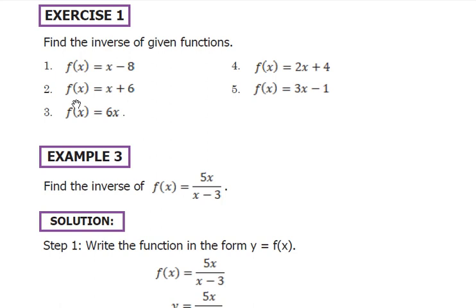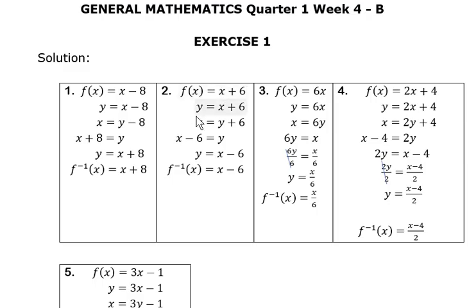Moving on to number 2, still a linear function, f of x equals x plus 6. Solution, it's so easy. Write in the form y equals f of x, then interchange x and y, and solve for y in terms of x. Swapping means we have to write y equals x minus 6. Then finally, the inverse of the function x plus 6 is x minus 6.